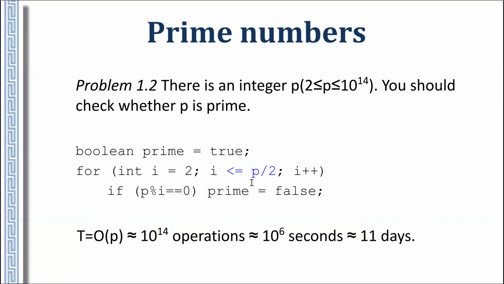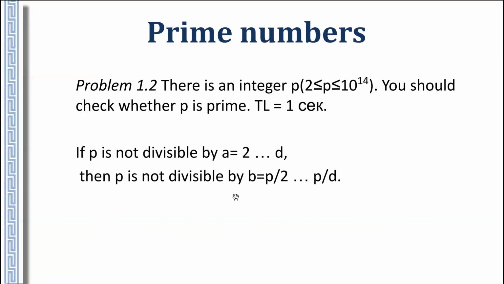So that's why we try to improve our algorithm more. We can see that if we check some numbers, and p is not divisible by any numbers from 2 to d, then it cannot be divisible by any numbers that are the pair for these numbers. I mean, it cannot be divisible by p over 2 and so on, up to p over d.